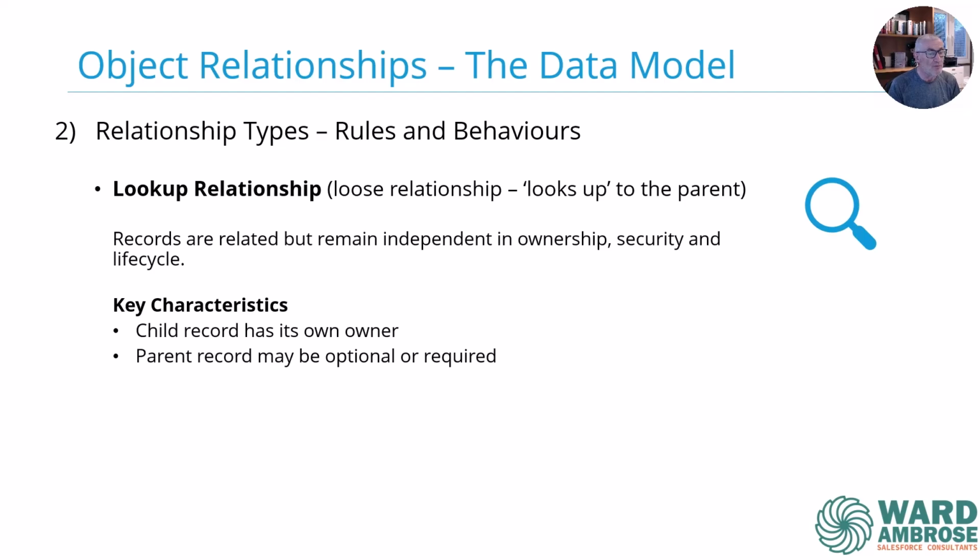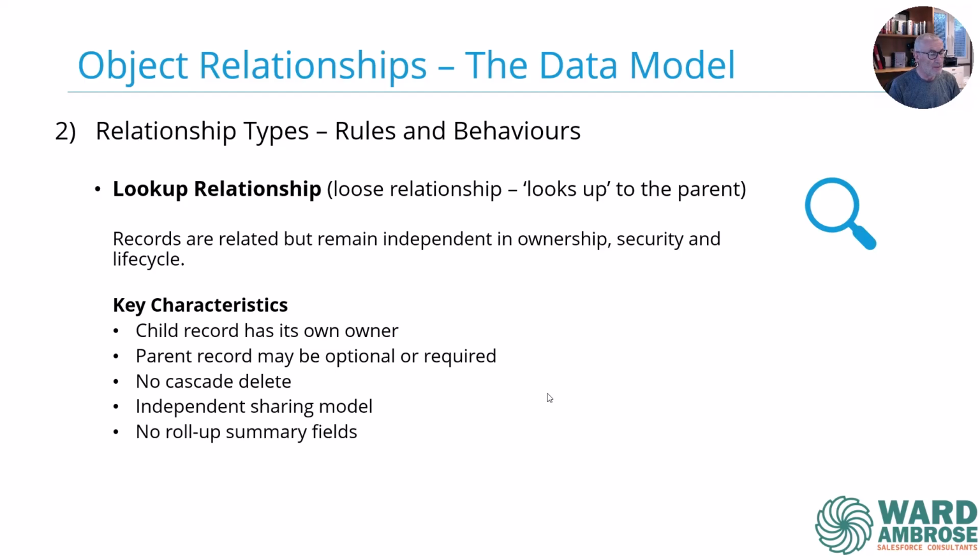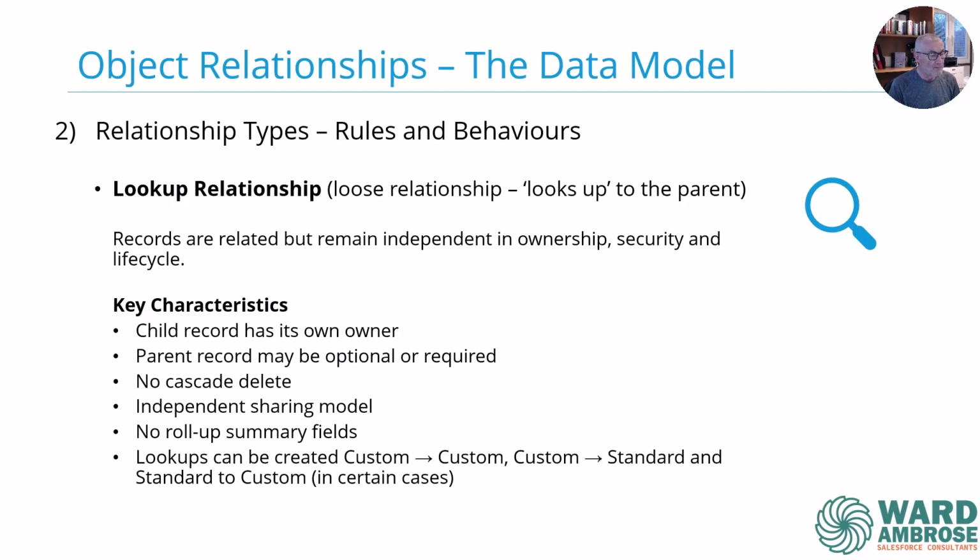There is no cascade delete. A cascade delete is where if you delete the parent record, the child records also get deleted. The sharing model is independent. The child record doesn't have to follow that same sharing mechanism. Between lookup relationships, you can't have roll-up summary fields. And lookups can be created from custom to custom objects, custom to standard, and standard to custom objects in certain cases. There are legions of standard lookup relationships around.